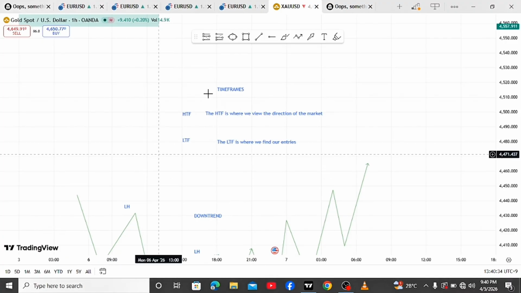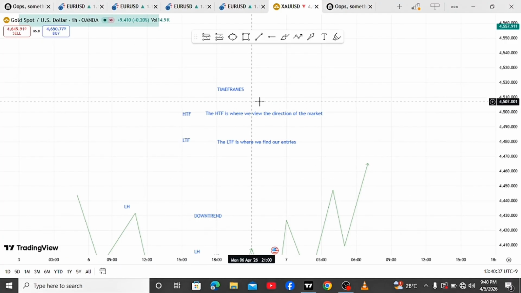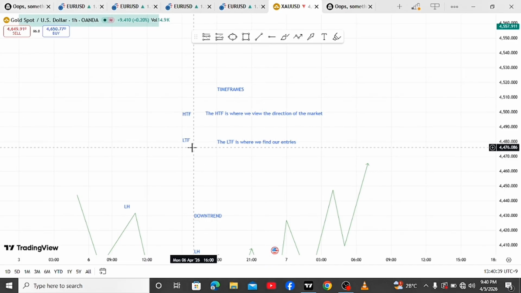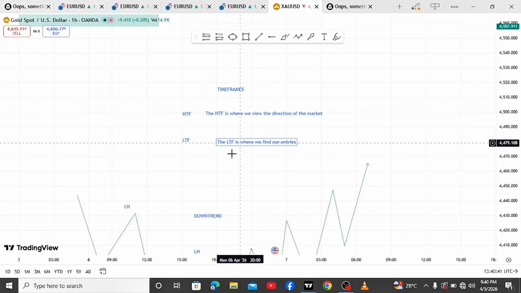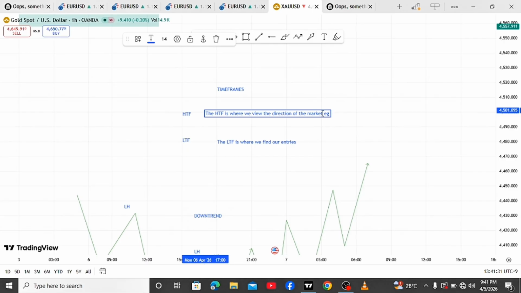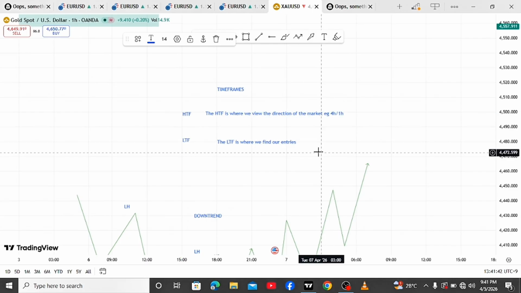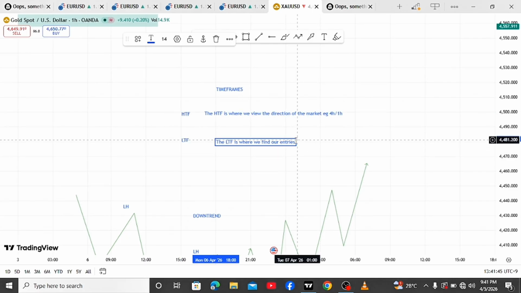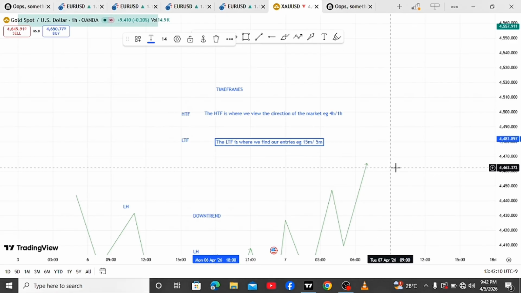That's why I wrote this. The higher time frame is where we view the direction of the market, and the lower time frame is where we find our entries. Examples of higher time frames are the 4 hour and 1 hour. Examples of lower time frames are the 15 minutes or the 5 minutes.